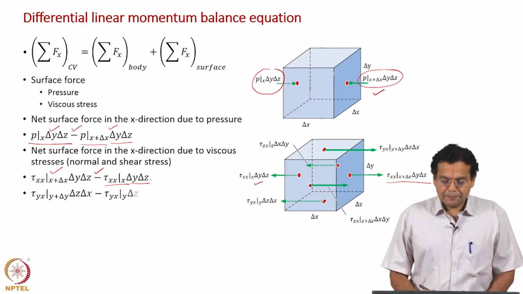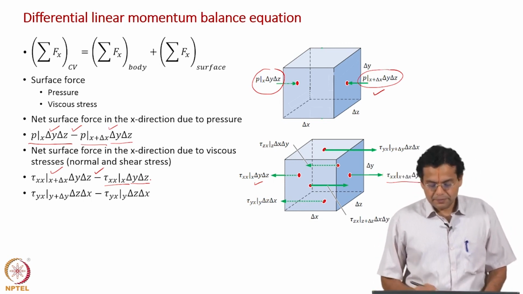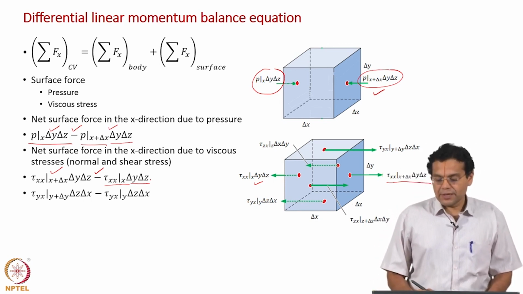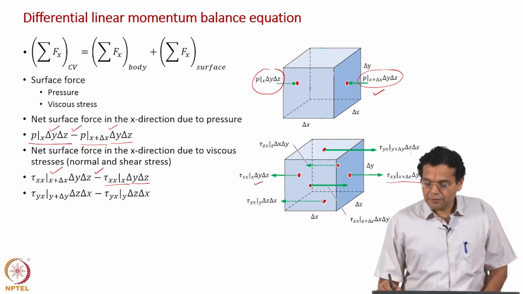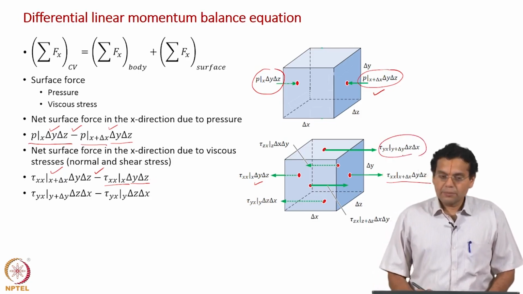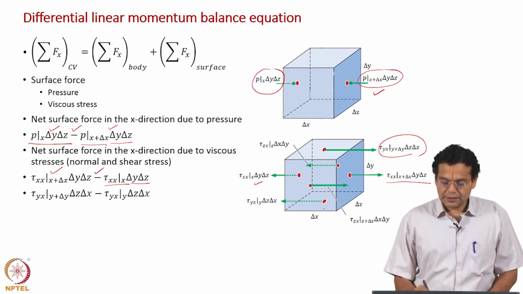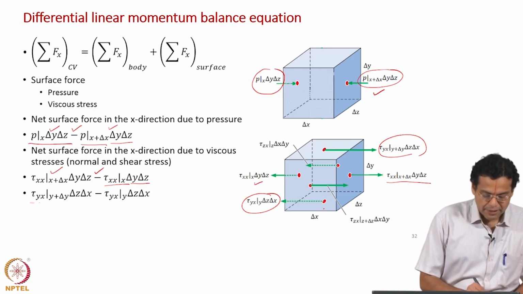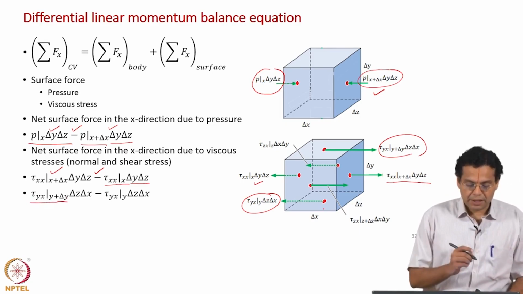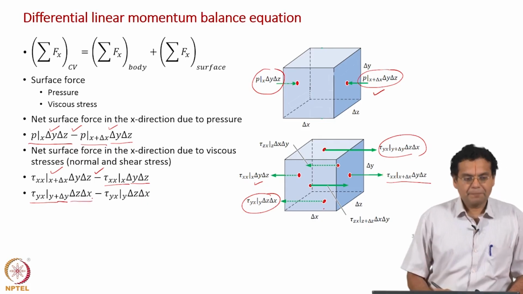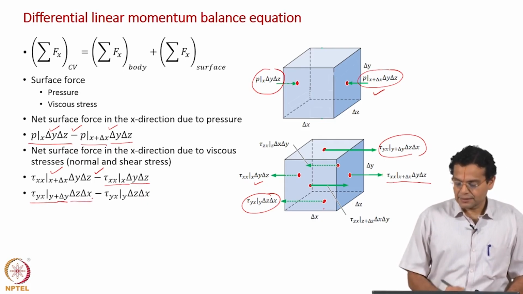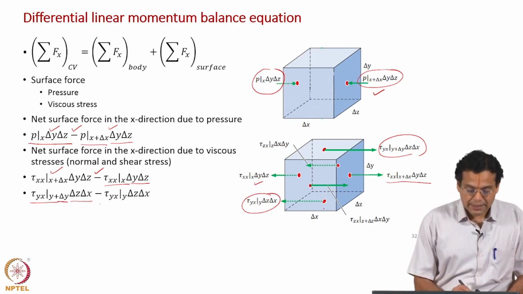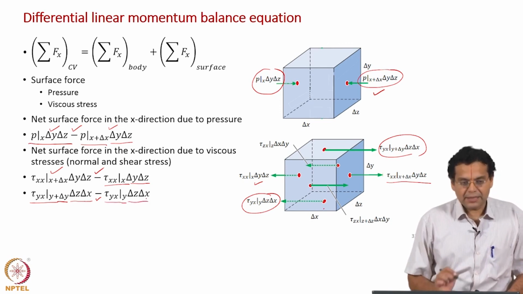So, you take the top face and bottom face. On the top face, shear stress is acting along the positive x axis, on the bottom face the shear stress is acting along the negative x axis. That is why tau yx evaluated at y plus delta y, and it is positive, of course multiplied by the area delta z delta x, and then at the bottom face acting along negative x axis, so a minus sign here, tau yx evaluated at y multiplied by area.